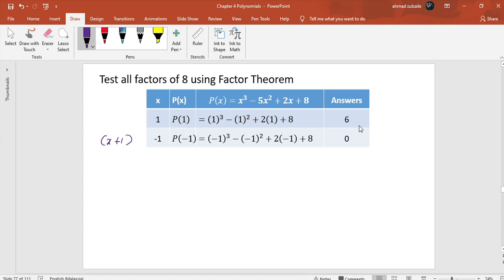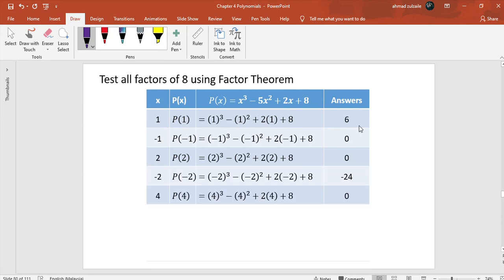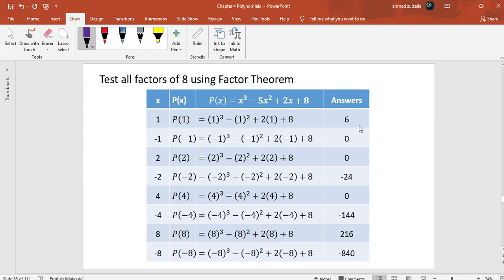Okay, try the next number. When I substitute 2 into the polynomial, I have a 0, so meaning that 2 is also a root. Sorry, x minus 2 is a factor of this polynomial. And you can continue with the rest of the x values: 4, -4, 8, and also -8.